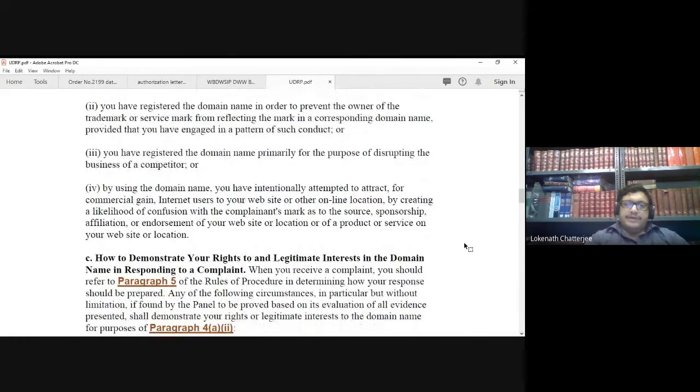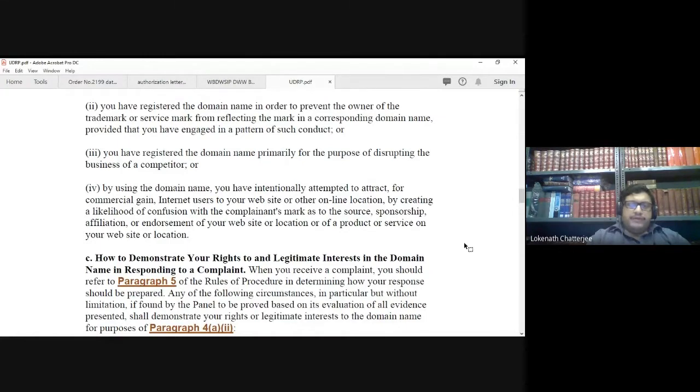You have the domain name registered in order to prevent the owner from reflecting the mark in a corresponding domain name, provided you've engaged in a pattern of such conduct. So therefore, it has to be seen that this would essentially prevent the owner of the mark, could be a trademark or a service mark, from registering in another domain name which they can create. So then it will essentially prevent or mislead the owner.